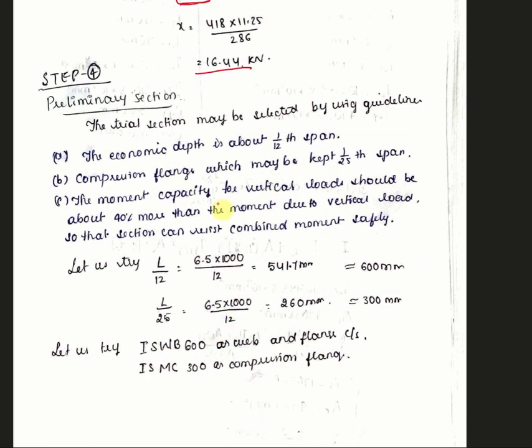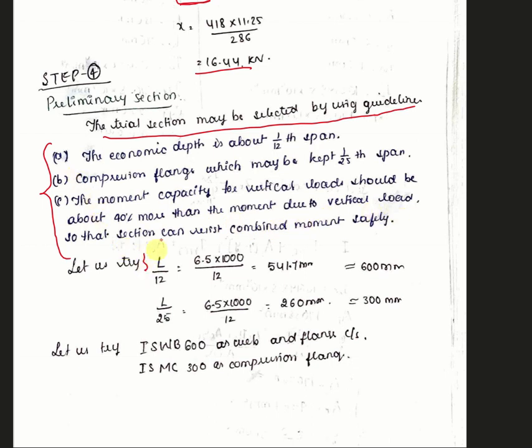Step 4, we have to assume the preliminary section. Trial section we have to assume. The trial section may be selected by using the guidelines. These guidelines we have to consider while selecting the preliminary section. One is the economical depth, which is about 1/12 of the span. Compression flange may be kept as 1/25 of span. The moment capacity for vertical load should be 40% more than the moment due to vertical load. So these are the points you need to remember.